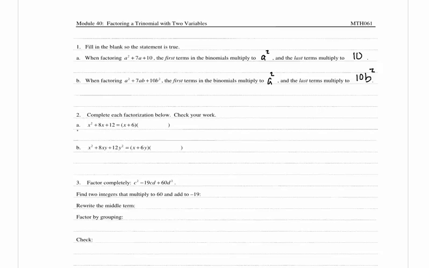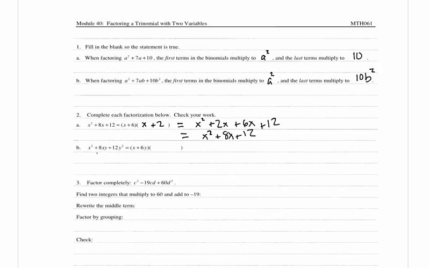Check your work. In A, we have x squared plus 8x plus 12, and the first two terms need to multiply together to give us x squared, so it's going to be x, and the last terms need to multiply together to give us 12. And we have a 6 already, so we're going to have 6 times 2 is 12, so x plus 2. And now it wants us to check your work. So we want to FOIL out x plus 6 times x plus 2, and that's equal to x squared plus 2x plus 6x plus 12, and that's equal to x squared plus 8x plus 12.